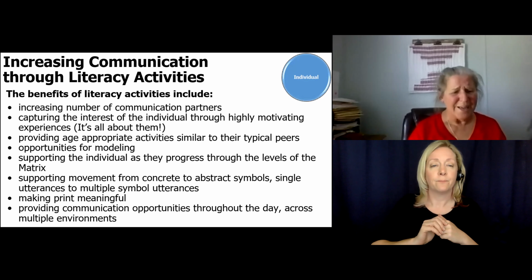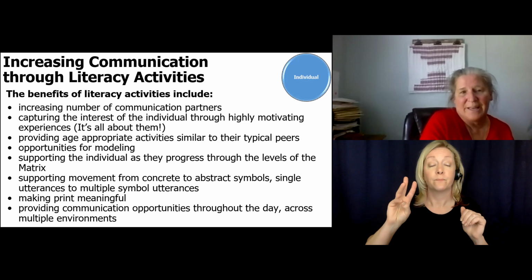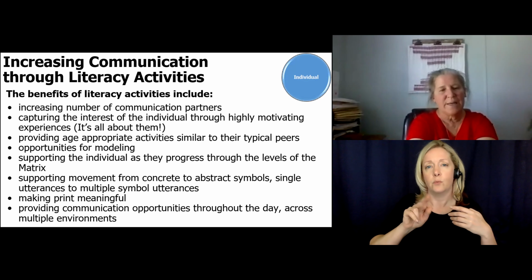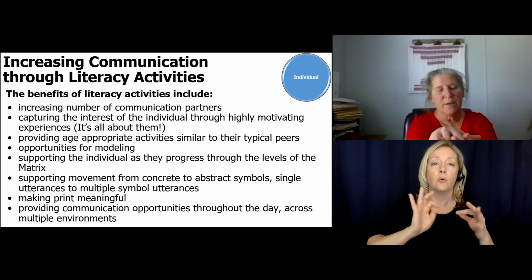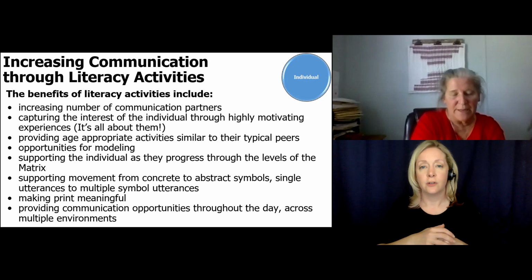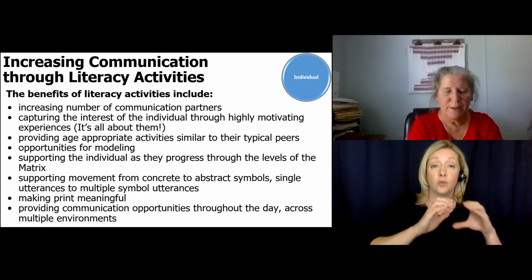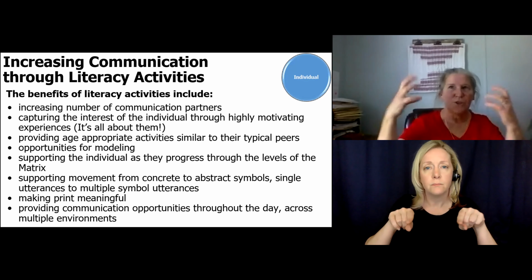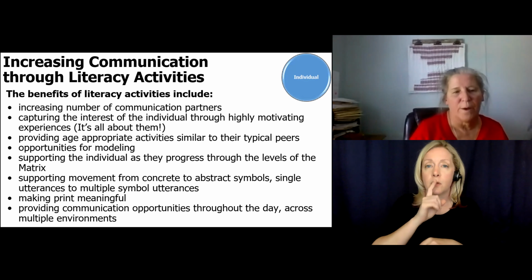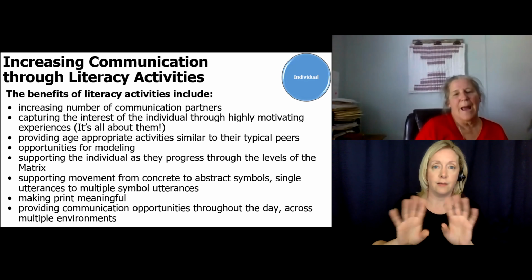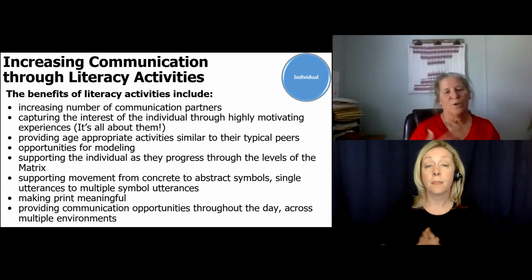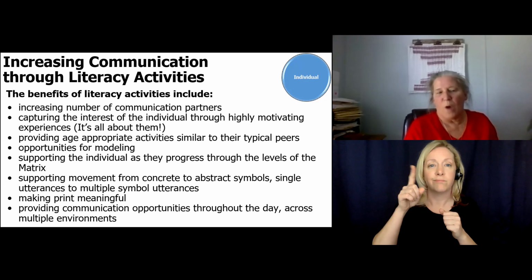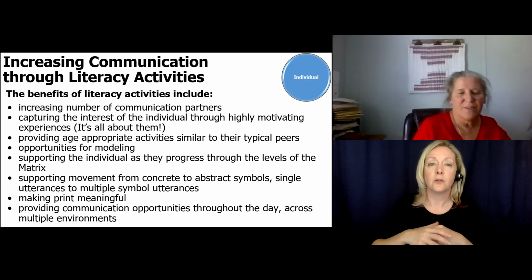sorry, in each one, we're going to be adding those literacy activities because it really does dovetail straight in with communication. Literacy and communication, they happen at the same time. So we're going to be just adding that piece in there so that you understand and connect also with it. We're going to capture the interest of the individual using these experiences, and we're going to write about them and do different things like that with them.